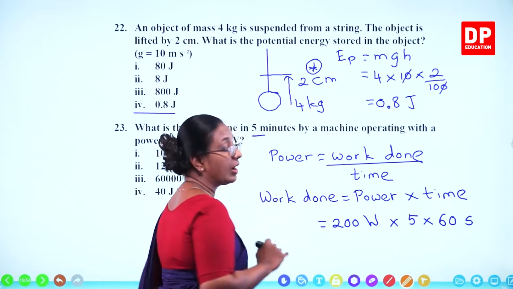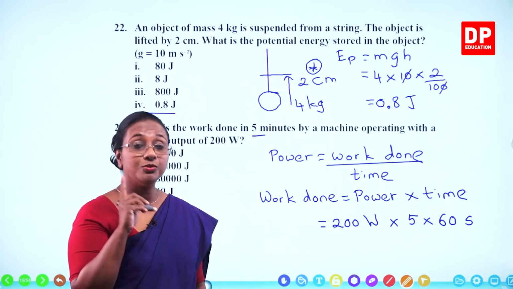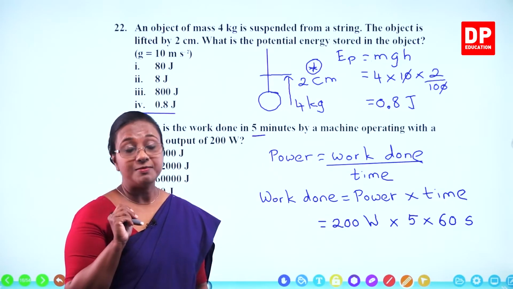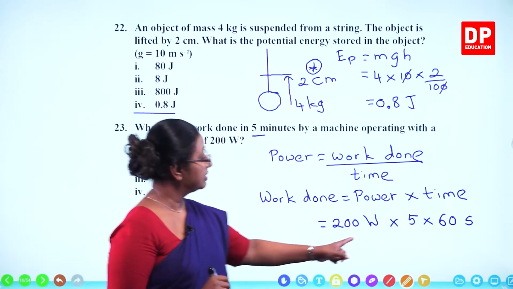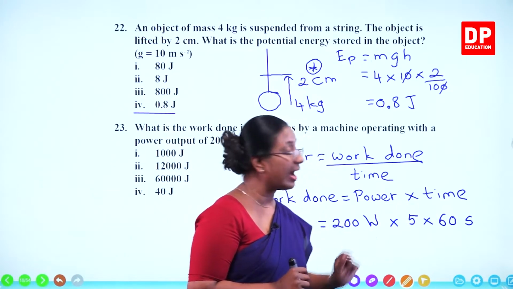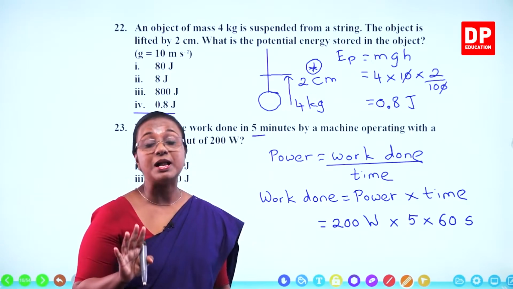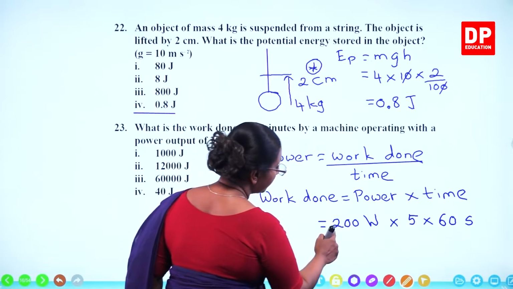Here of course you have to write 5. If it's 1 minute, I told you all, it is not a must to write the 1 minute. You can directly write it as 60 seconds. But since this is 5 minutes, you have to multiply by 5 into 60. You have to show the multiplication. So then you will get the work done.